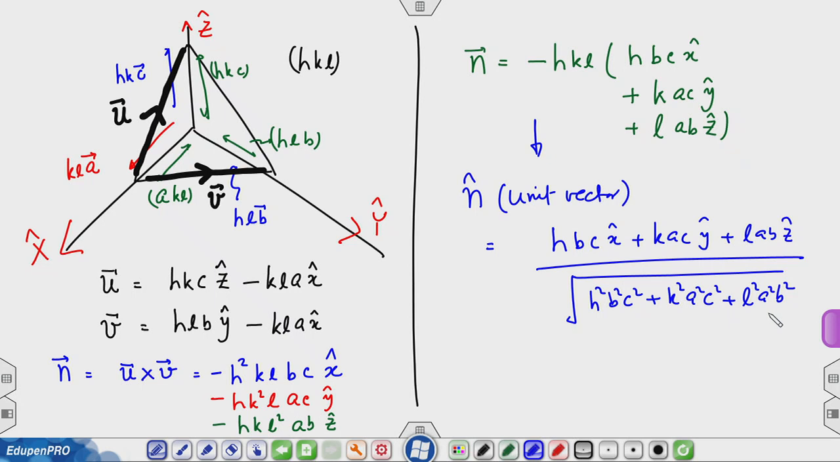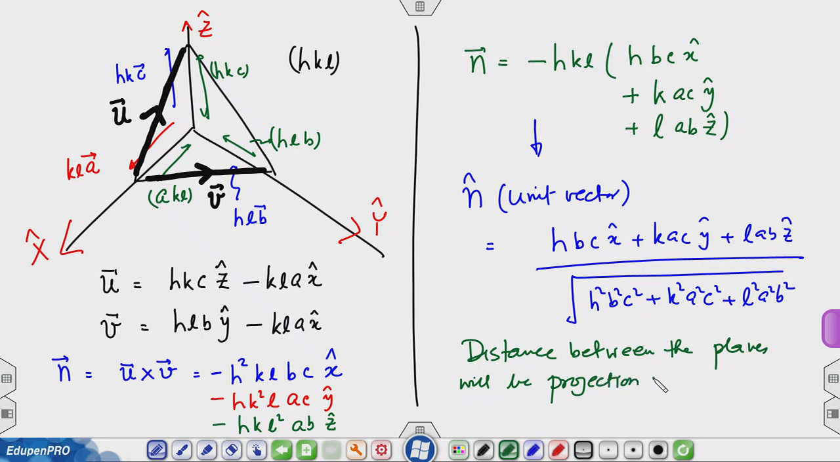Once I know that, the projection of any vector connecting the two planes along this normal would be the distance. So, the distance between the planes will be the projection of a vector connecting the two planes on n. So, let us do that now.